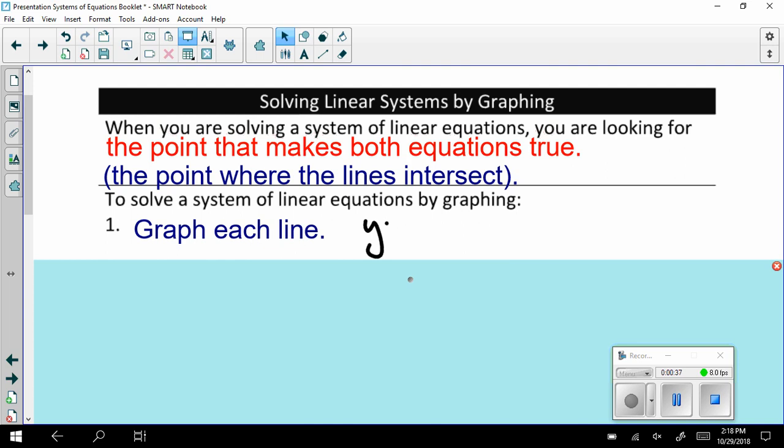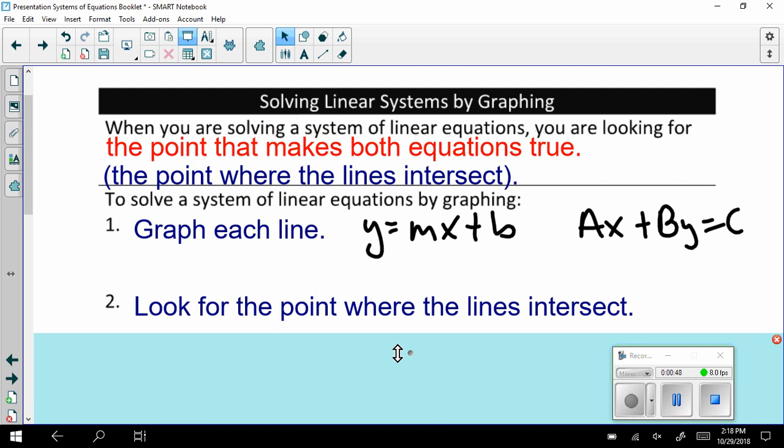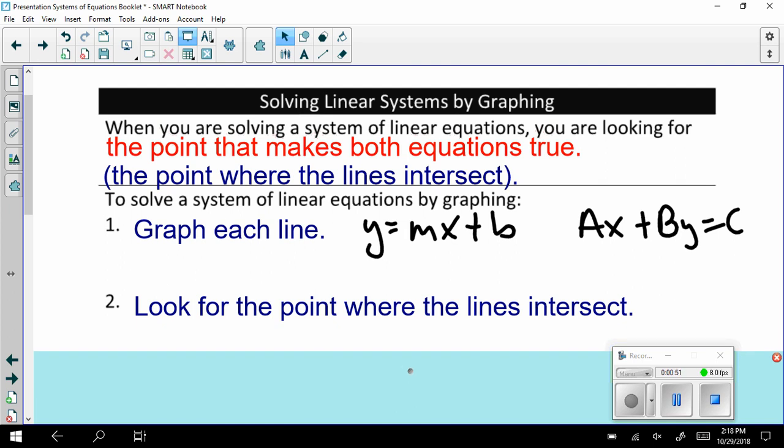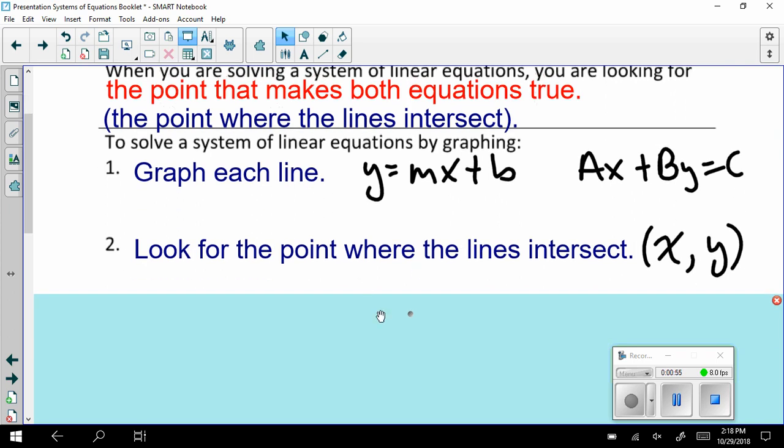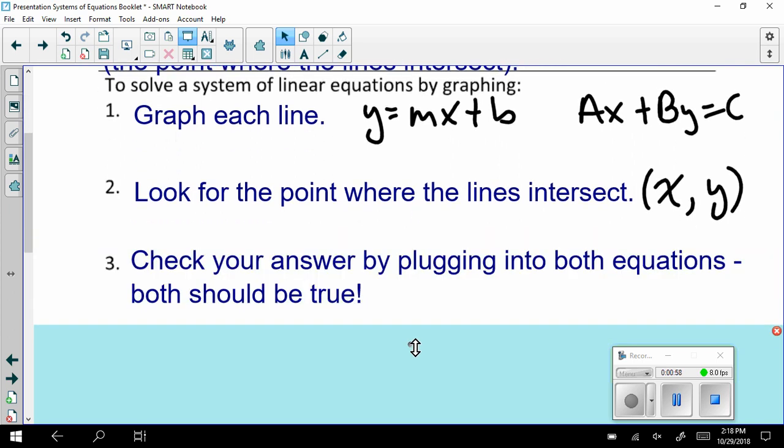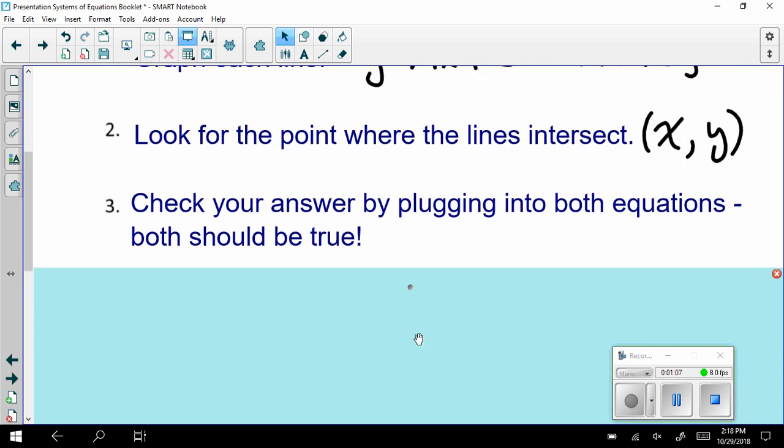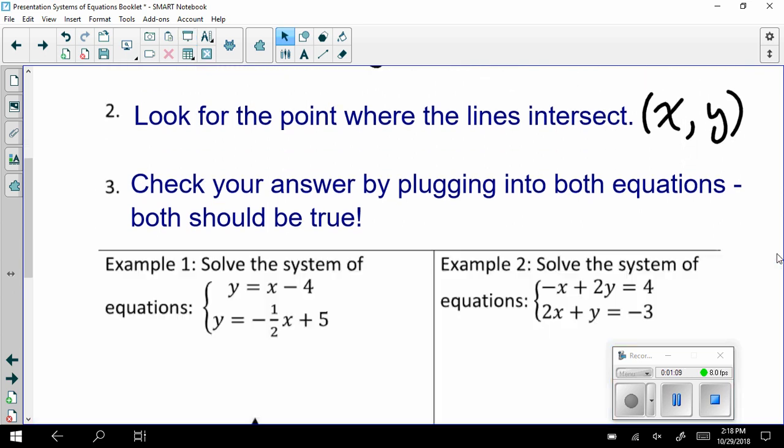Remember, you want to consider whether you're using your slope-intercept or your standard form, and think about which key features you're going to use in order to do those. And you look for where they intersect. Remember, this will be a point, x comma y. And then you can check your answer by plugging into both equations. They should both be true. Let's take a look at a couple of examples.